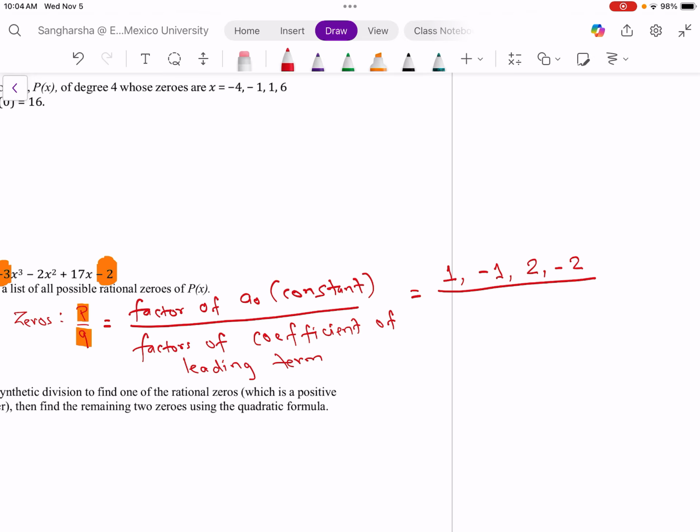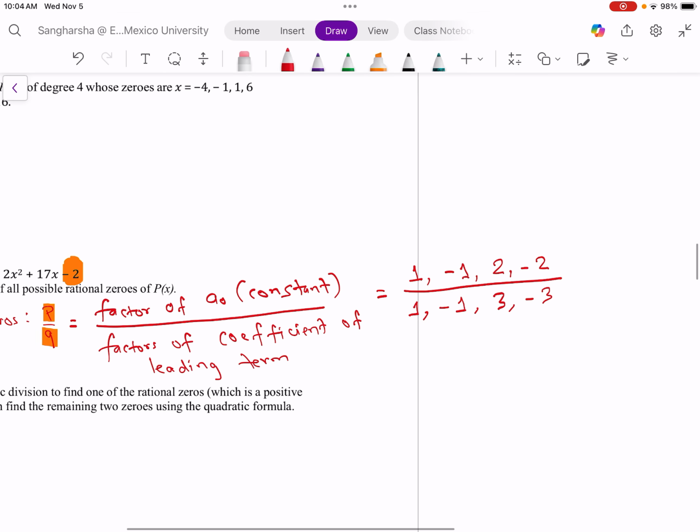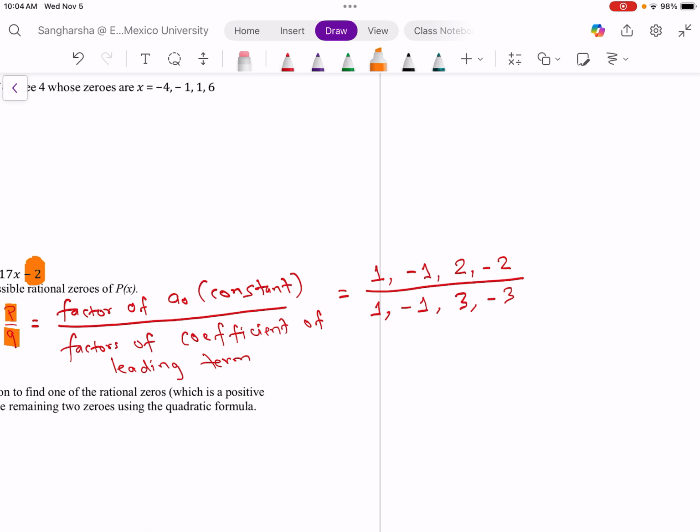So 1 divides negative 3, right? Negative 1 divides negative 3. Positive 3 divides negative 3. Negative 3 divides negative 3. Okay? So here we have this option for a p and this option for a q. Now we take every possible combination. Let's start by taking 1 for p, and let's take all these q one by one.